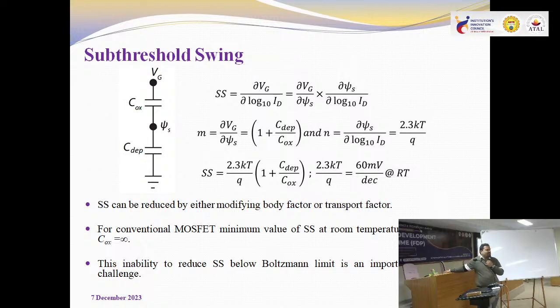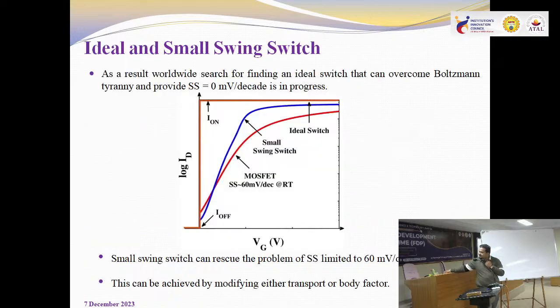So how can we reduce this subthreshold swing? But before going into how we can reduce the subthreshold swing, we will look at what an ideal switch is. So let me just see, this is an ideal switch and I have taken a small swing switch also.